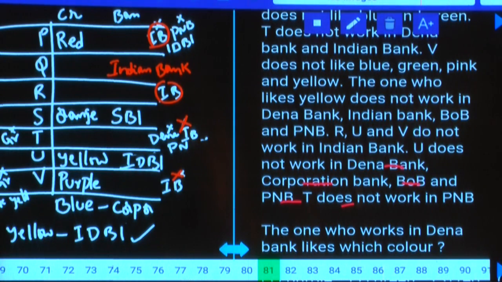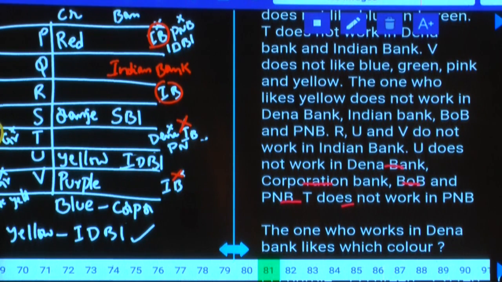Now this blue, T cannot be blue. Why? Because it is clearly given. This T does not like blue color. And that means S, T, U and V cannot be blue color. At the same time, P also cannot be blue color. Now we are left with either Q or R.